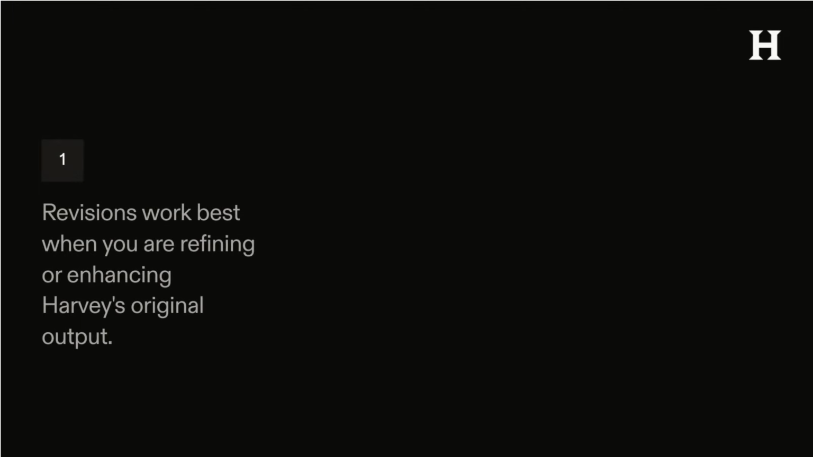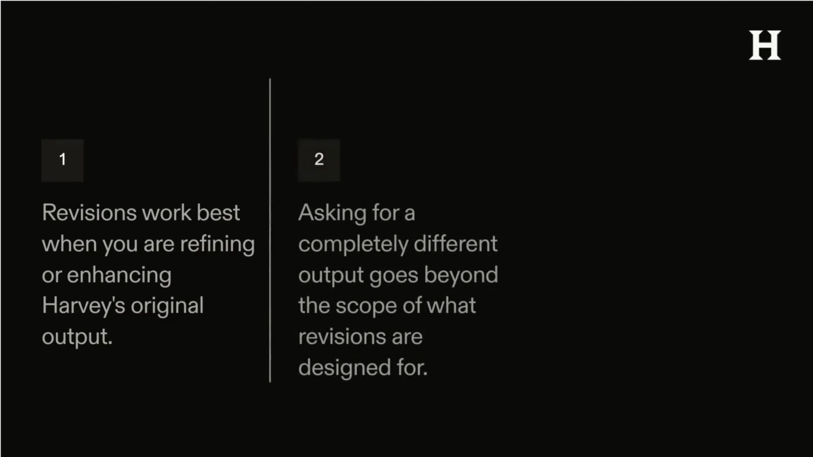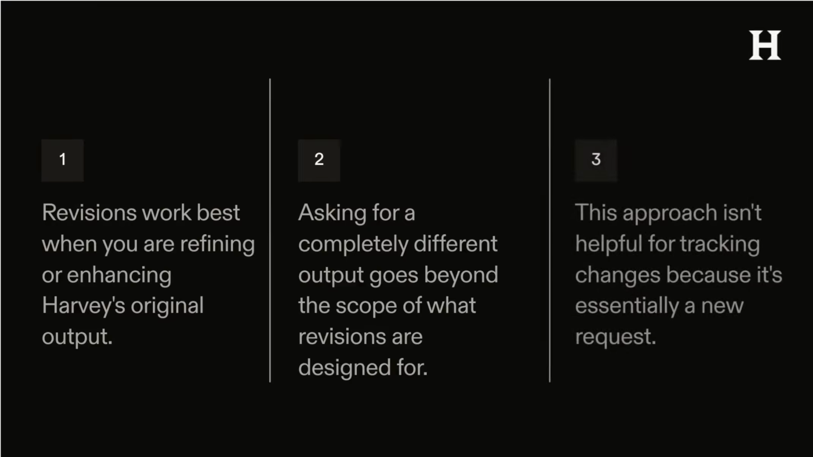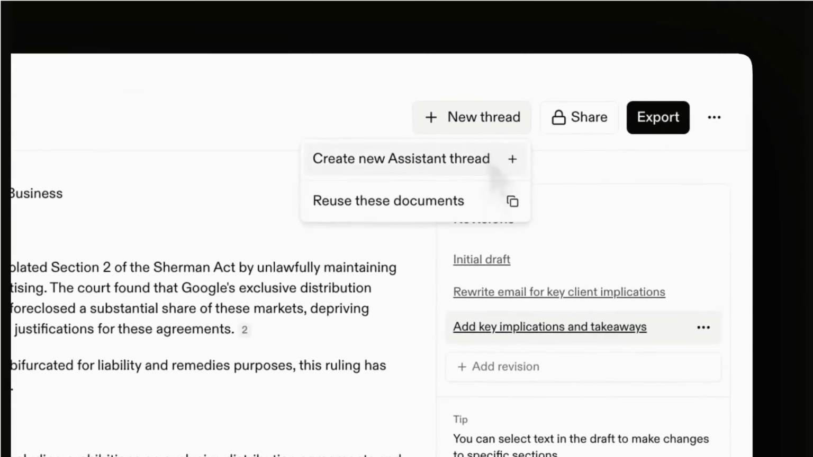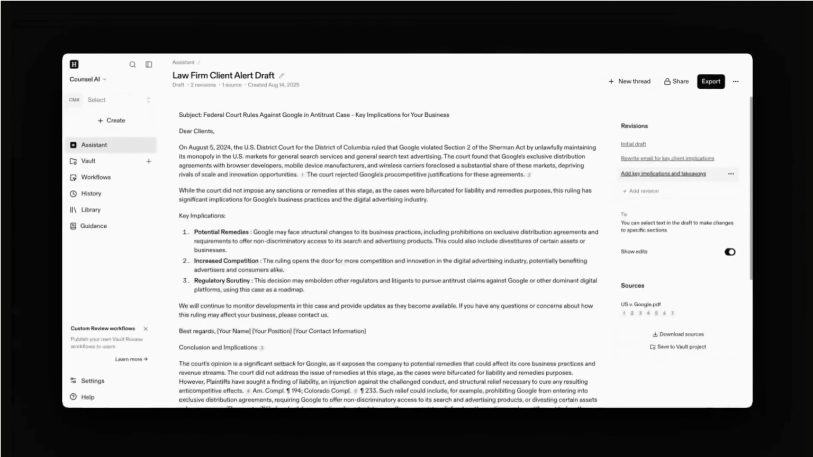Revisions work best when you are refining or enhancing Harvey's original output. Asking for a completely different output goes beyond the scope of what revisions are designed for. This approach isn't helpful for tracking changes because it's essentially a new request. For situations like this, you'd want to create a new thread. By starting fresh, you can reuse the original documents but frame a new query that better aligns with your updated needs.